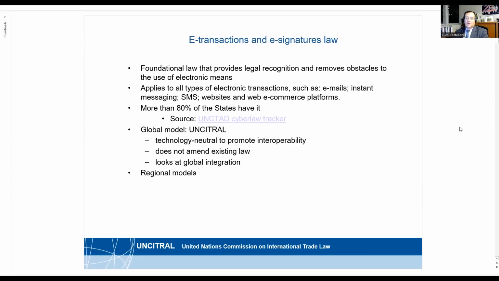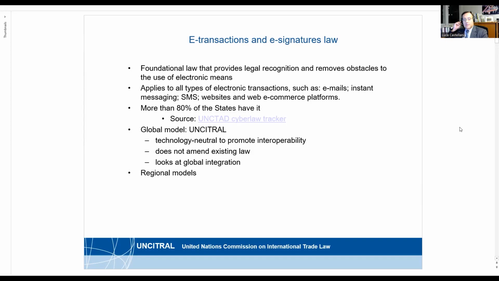As it is so fundamentally important, we are not surprised to see that more than 80% of the states have already adopted it. And you can find information on the status of each country in the cyber law tracker that is made available by the United Nations Conference on Trade and Development, or UNCTAD. We have a global model for electronic transactions and electronic signatures law, which is the one prepared by UNCITRAL.